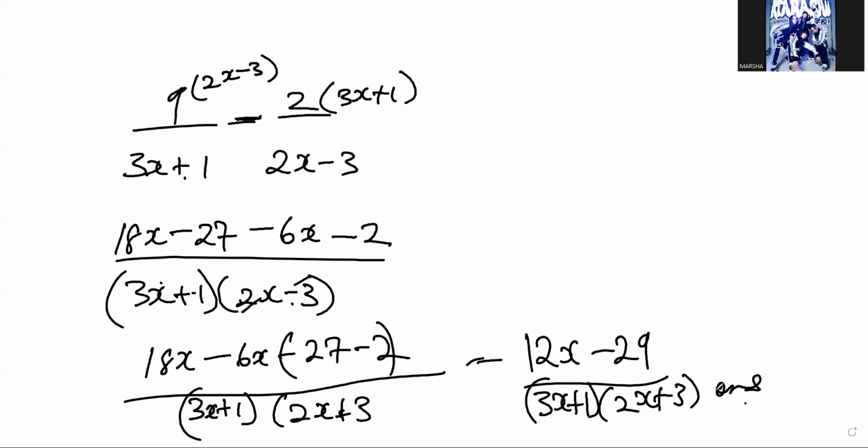Sir, on the bottom where you have 2x plus 3, it should be 2x minus 3. Oh, minus. Yeah. Need to fix that, because the denominator is not supposed to change.